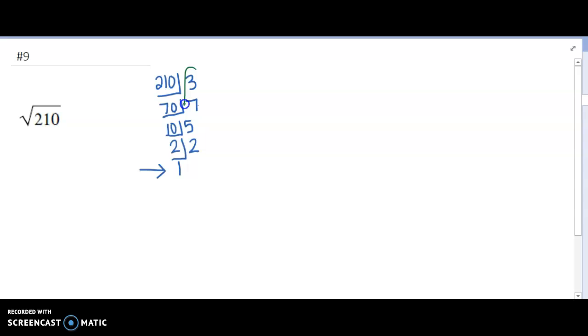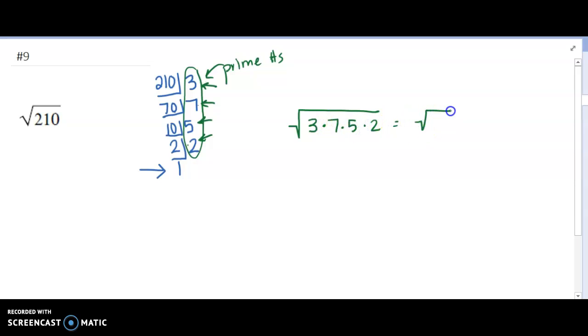Now notice all of these numbers are prime. If I look at these, none of them have pairs. I have one of each of these. Therefore, nothing comes out front, so I'm just left with leftovers. So 3 times 7 times 5 times 2, which is 210. All that means is this square root of 210 that we started with just can't be simplified.